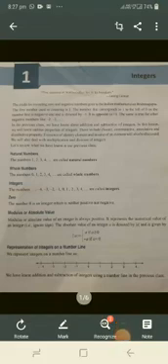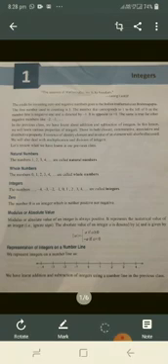Grade 7 Mathematics Chapter 1 Integer Summary. Natural numbers. The numbers 1, 2, 3, 4 and so on are called natural numbers. Whole numbers. The numbers 0, 1, 2, 3, 4 and so on are called whole numbers.